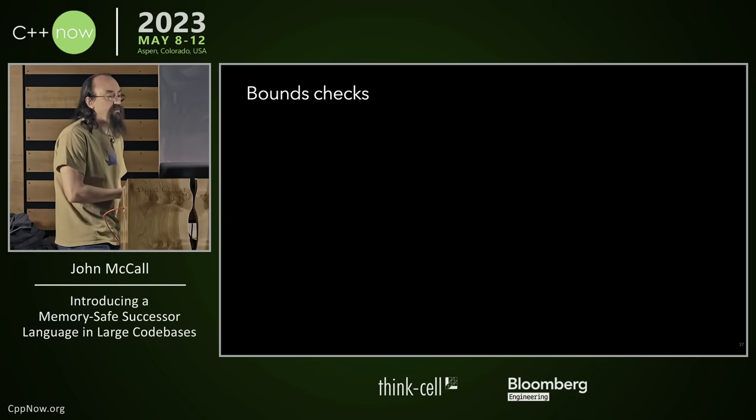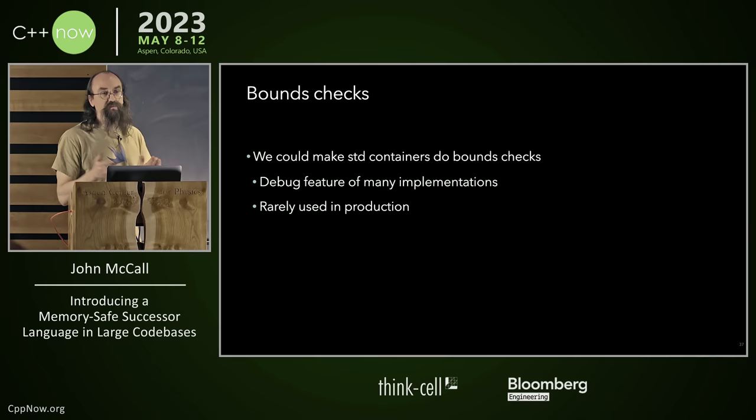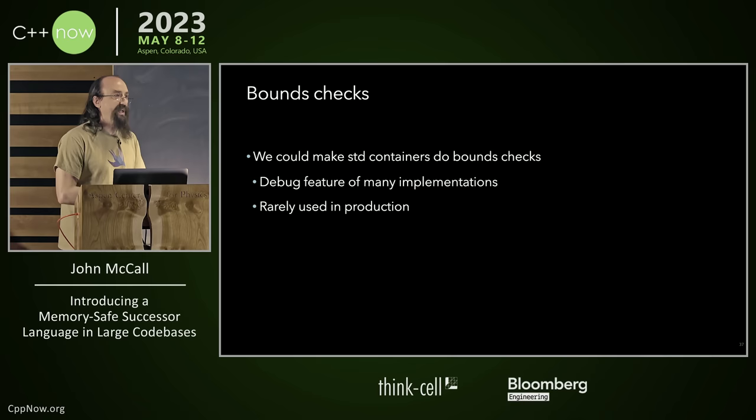Last thing I want to talk about is bounds checks. The standard container types in C++ don't do bounds checks. Some libraries do have debug iterators. A quick show of hands, how many people in here even know how to turn on the debug iterator feature in their library? Great. That's pretty good. How many of you ship it in production?